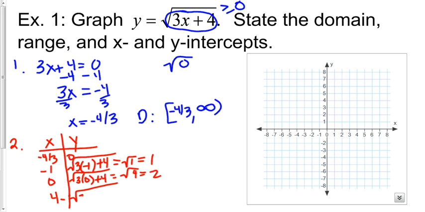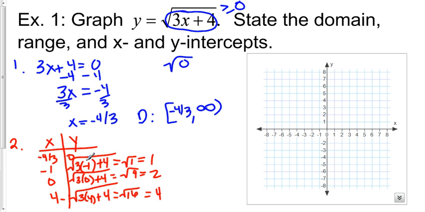So 3 times 4 is 12. 12 plus 4 is 16. You might ask, why did I do that? Well, 16 is a perfect square, and I get a whole number 4. So if I were graphing this on my calculator, I would definitely only choose the whole numbers to graph. It's just much easier that way. So I've got 4 points here. I'd say that's about enough.